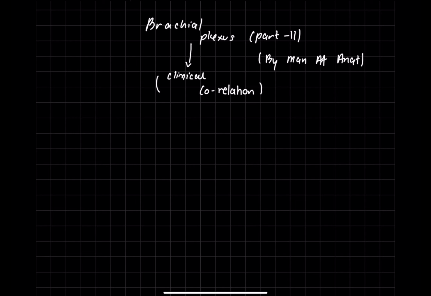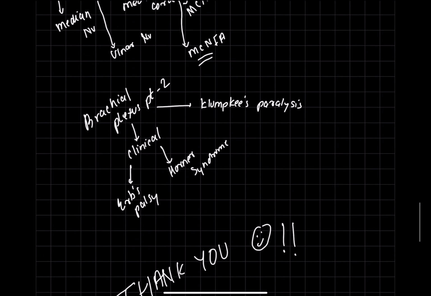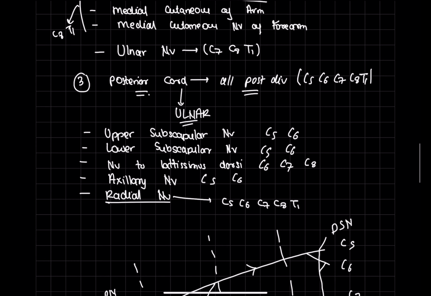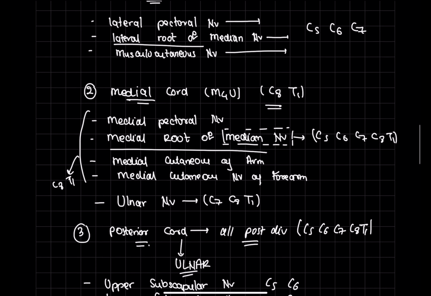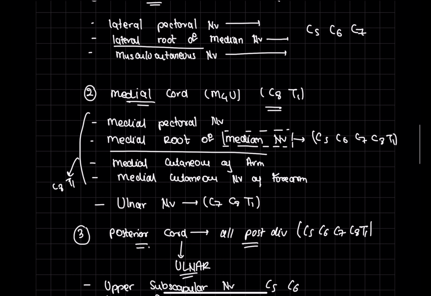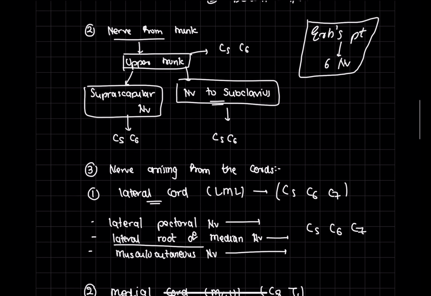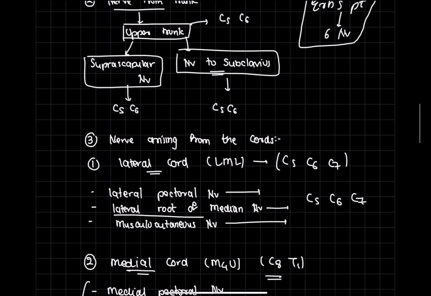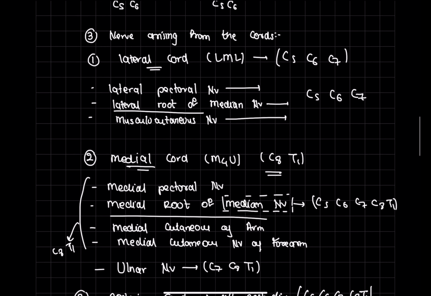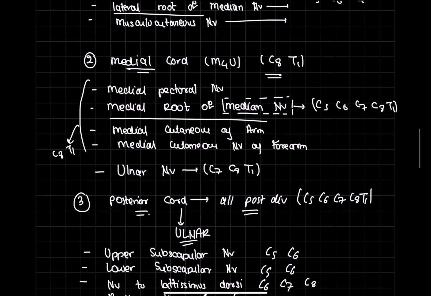In the previous part 1 of the brachial plexus, we learned what the brachial plexus is, what its branches are, and what nerves arise from it. We learned about the posterior cord, medial cord, lateral cord, and their nerve roots and the nerves arising from them. But we didn't talk about the clinical correlation associated with the brachial plexus.